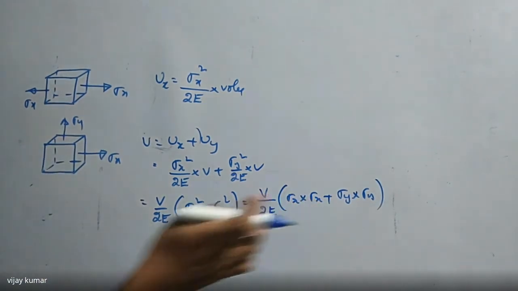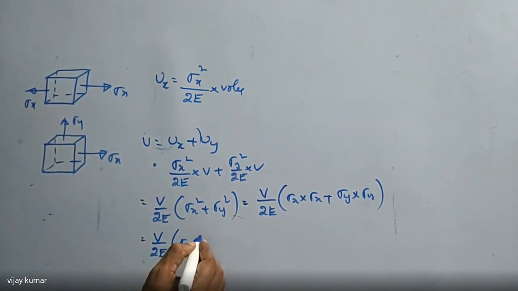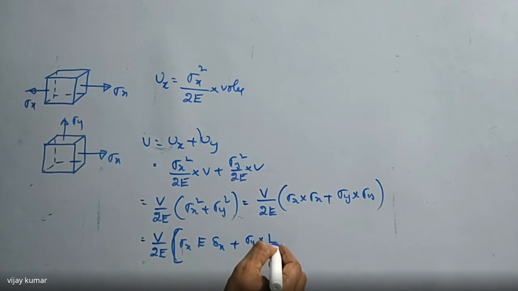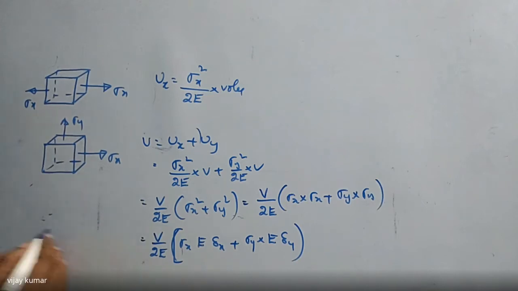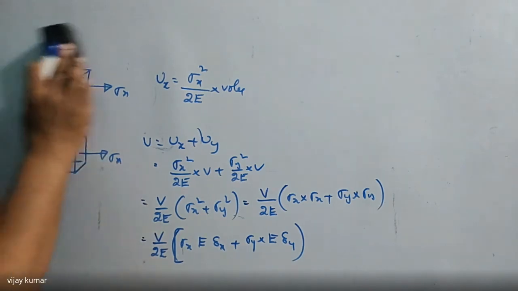In place of sigma x, I'm writing V divided by 2E into sigma x into E into epsilon x plus sigma y into E into epsilon y. Then I am writing this formula. So listen carefully, I'm going to write it here.